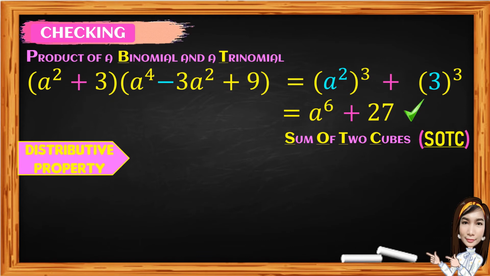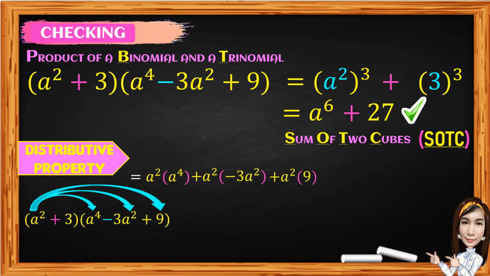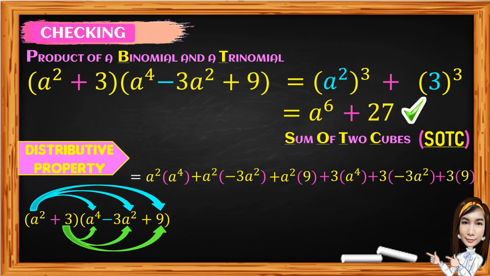Another way is using the distributive property. Given the quantity of a squared plus 3 times the quantity of a to the 4th minus 3a squared plus 9, distribute a squared to the first term: a squared times a to the 4th. Distribute a squared to the second term: a squared times the quantity of negative 3a squared. Distribute a squared to the third term: a squared times 9. Then distribute 3 to the first term: 3 times a to the 4th. Distribute 3 to the second term: 3 times the quantity of negative 3a squared. Distribute 3 to the third term: 3 times 9.